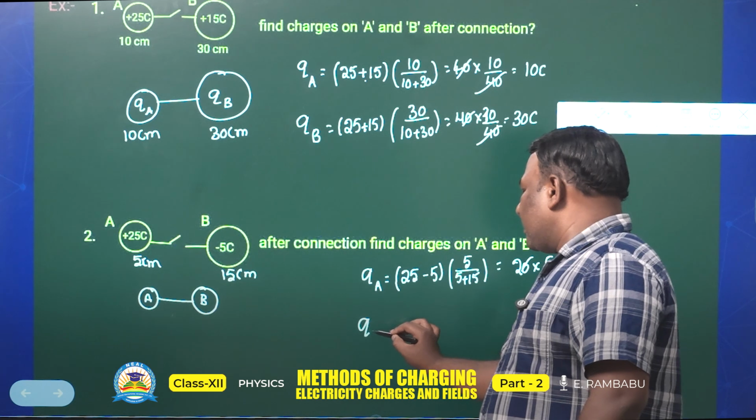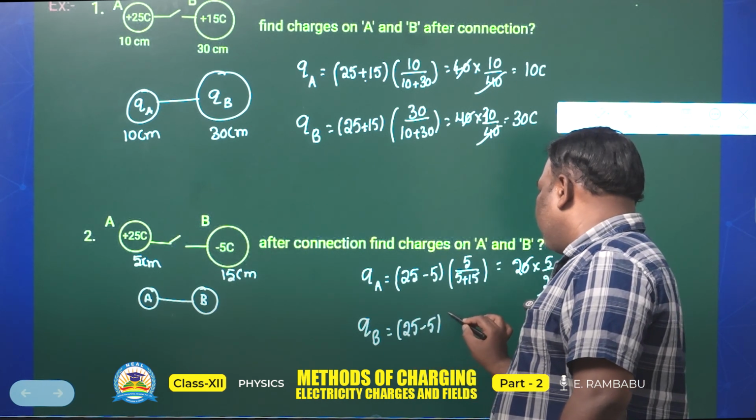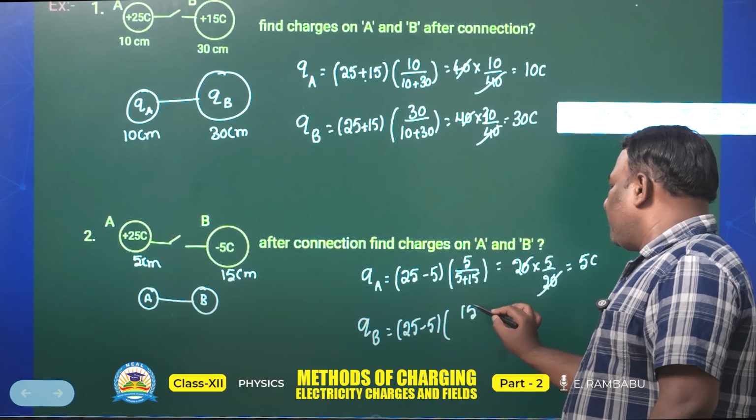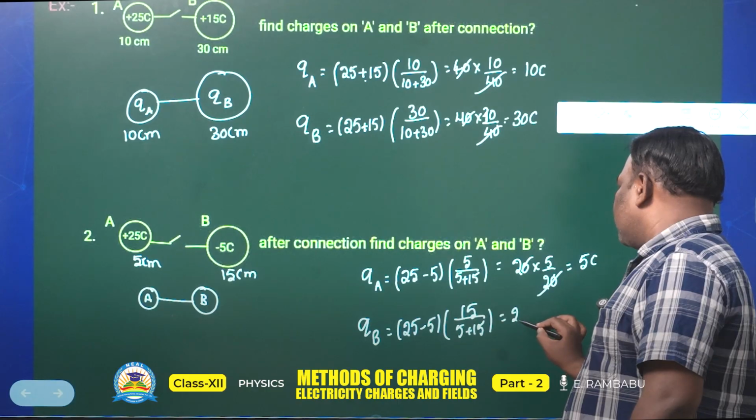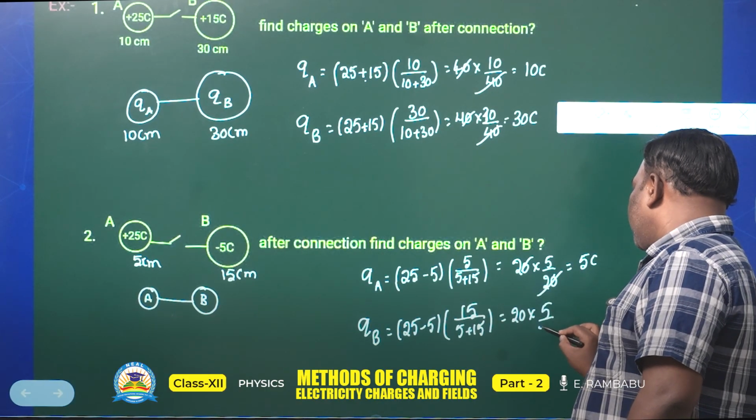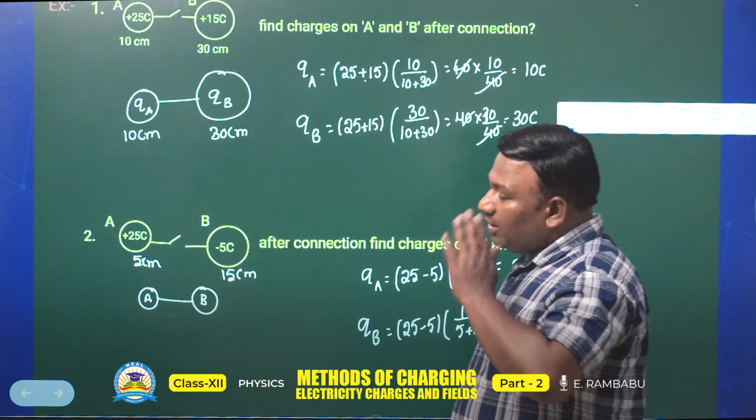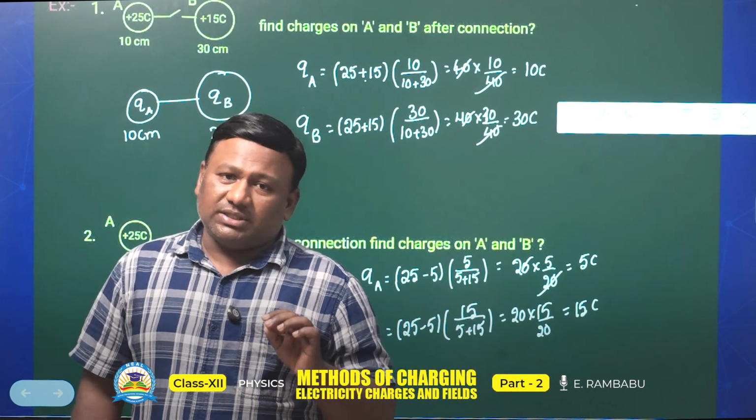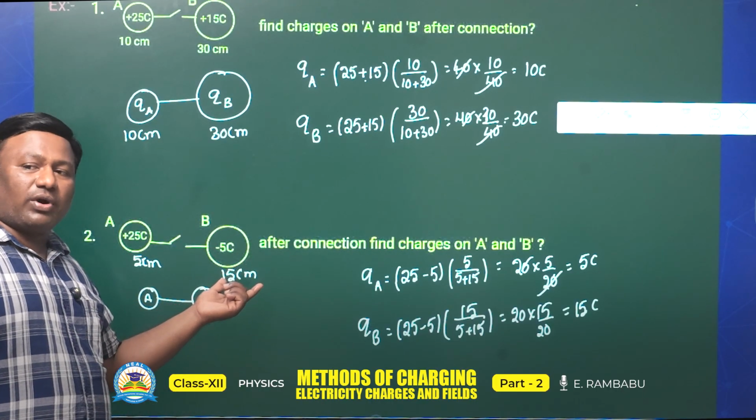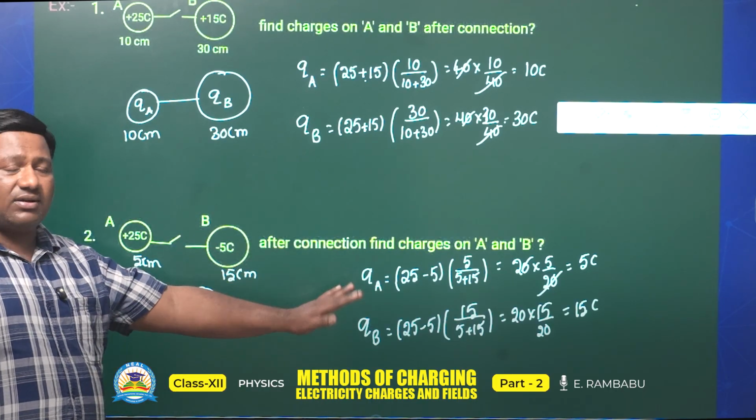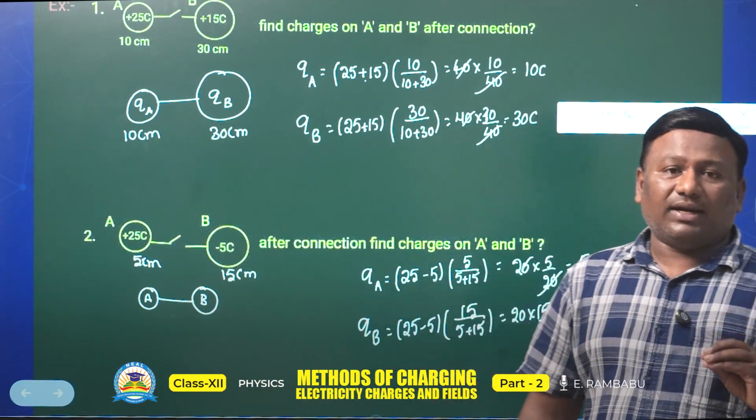And similarly, we can calculate the charge on B also. Again, 25 minus 5 into the radius of B, which is 15, divided by 5 plus 15. Again, it is 20 into 15 by 20, and it is 15 coulomb. So here the more size, the highest size, that is the second body, is having more radius, so it can store more charge. Like that we are going to find the charge through conduction.